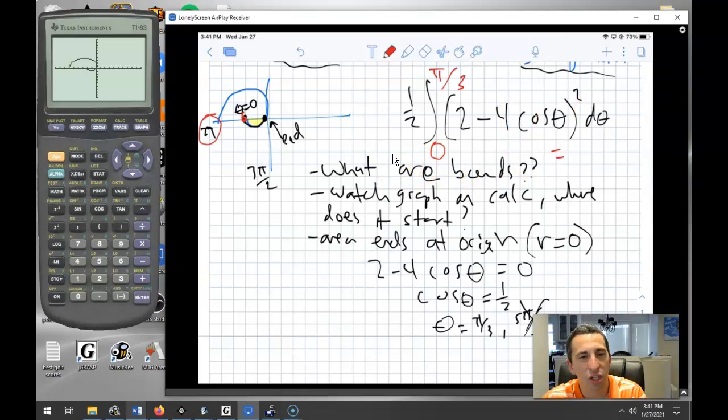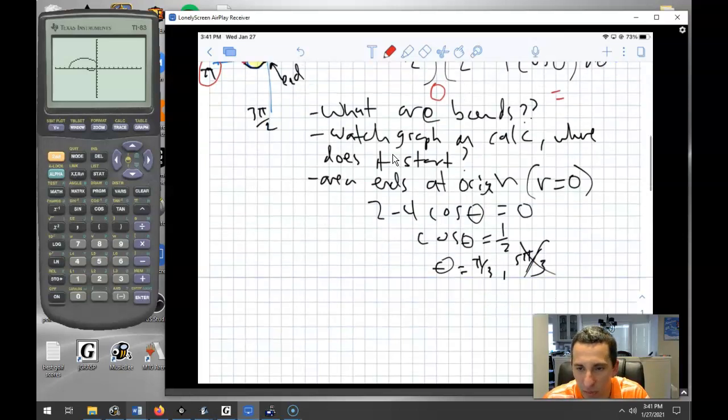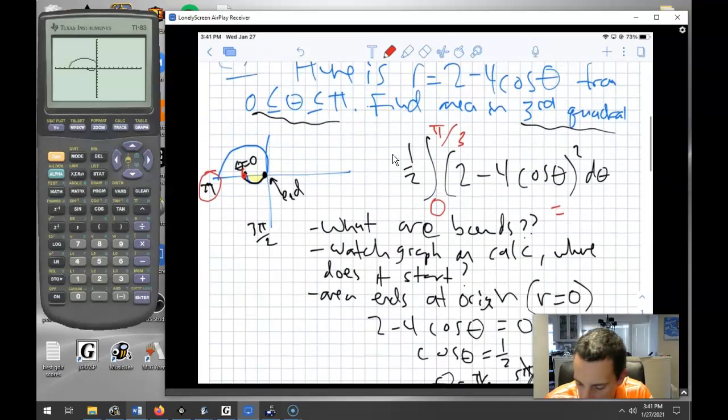So that's just an issue of what these problems are going to look like. If you see something weird like that, a lot of times the start and the end is when it goes through the origin, when that r is equal to 0. So let me give you another case. This is, of course, you plug in your calculator, and this is how you find that area, whatever that ends up being.